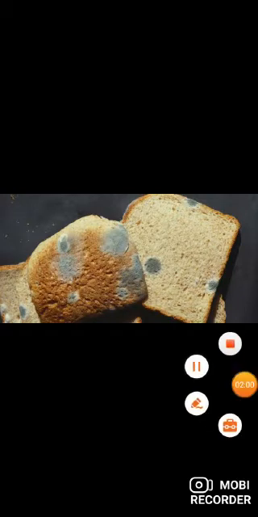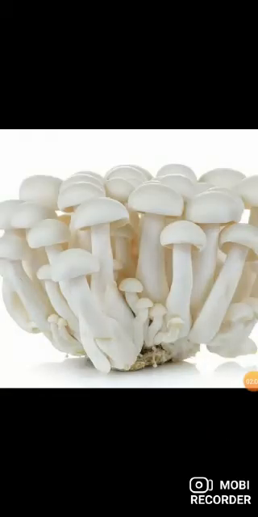Let us see another example of non-green plants. Do you know what this picture is? This picture shows mushrooms. Mushrooms are also an example of non-green plants. What shape does it look like? It looks umbrella shaped, so they are called umbrella shaped plants. They get their food from dead and decaying plants and animals.